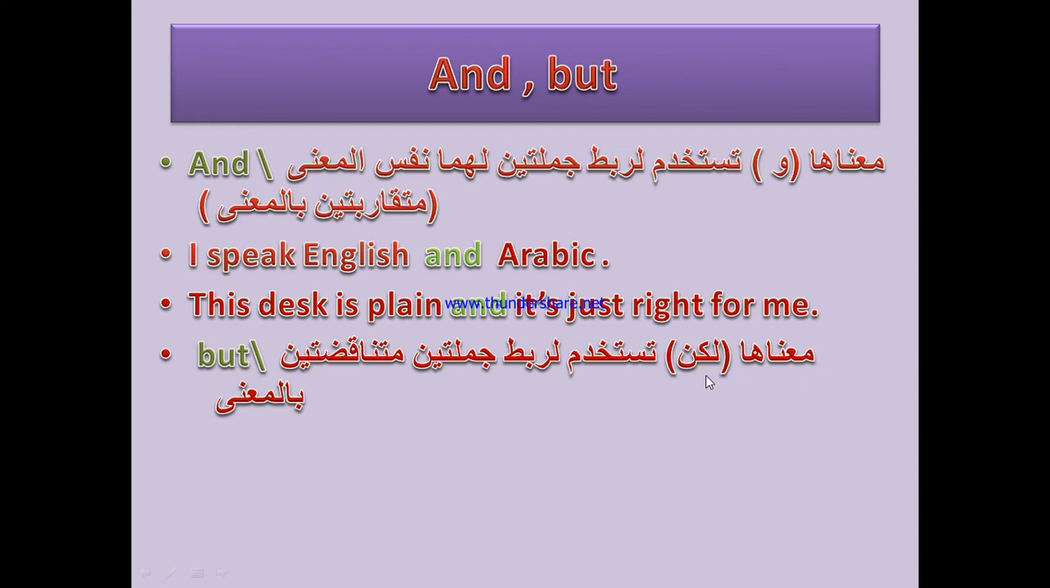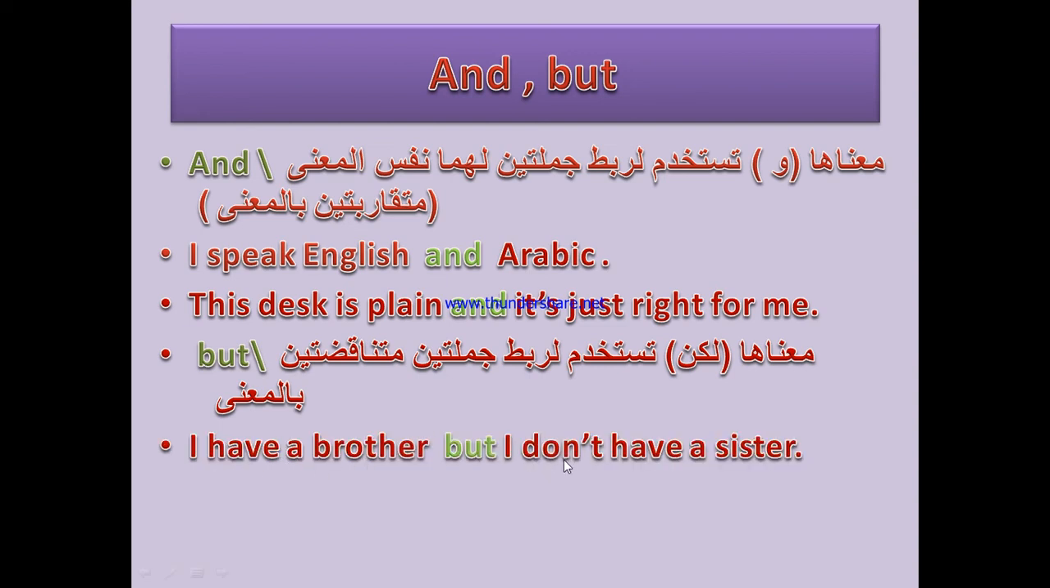But معناها لكن, تستخدم لربط جملتين متناقضتين بالمعنى، يعني different meanings. For example, I speak English and I read Arabic, زين جاب القراية على التكلم. Okay, يعني متناقضتين بالمعنى. Let's see: I have a brother but I don't have a sister. دائما نلاحظ بعض الجمل اللي تجي ويا but، ورا but نلاحظ أنها بها نفي: don't, isn't, aren't, doesn't, can't. I have a brother, but I don't have a sister.